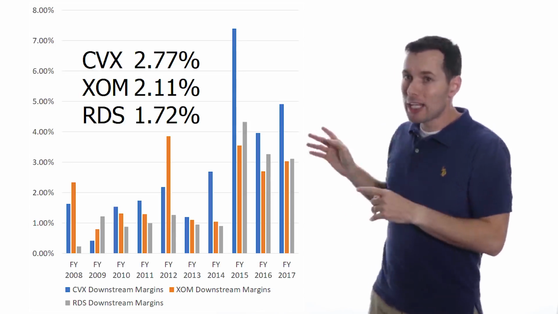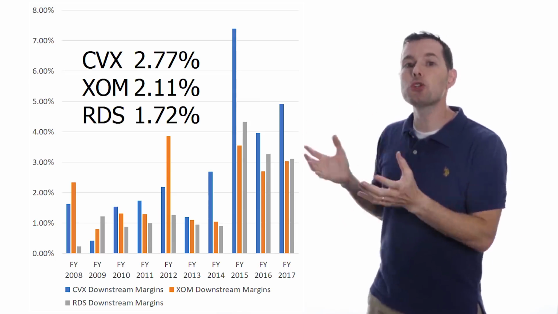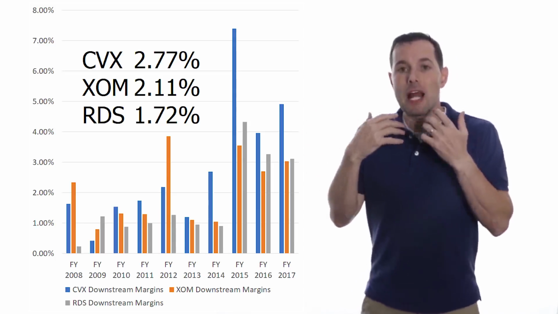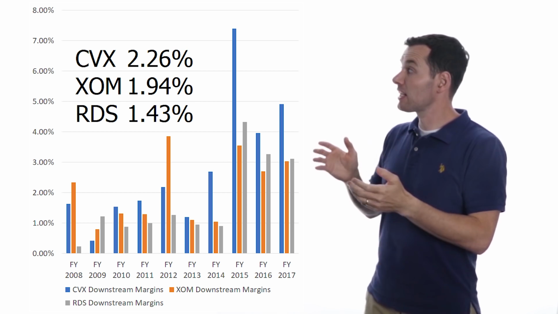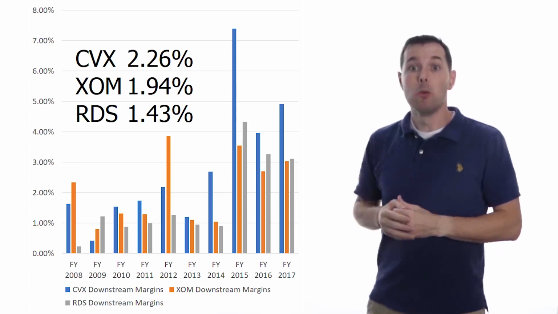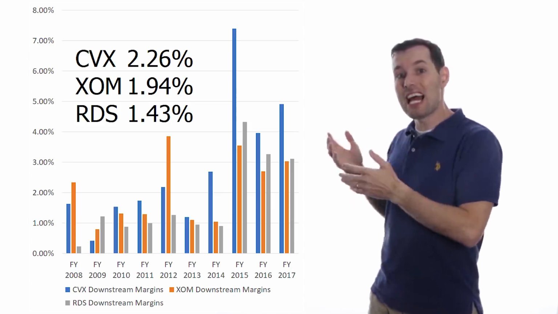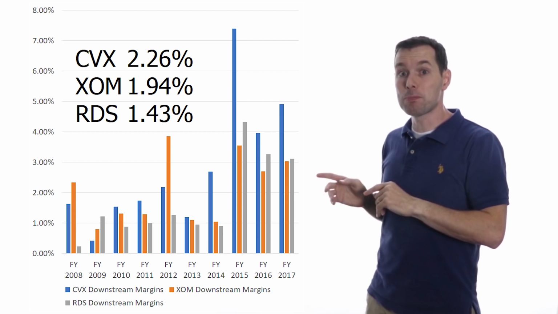Although, if we look at it, we can tell visually that 2015 looked to be an unusual year, and I was curious what would happen if we eliminated 2015, so I did that for all three companies, leaving us with just 9 years, and here's what the 9-year average looked like. Well, as you can tell, Chevron still has the lead when it comes to margins. Okay, now let's jump over to upstream.